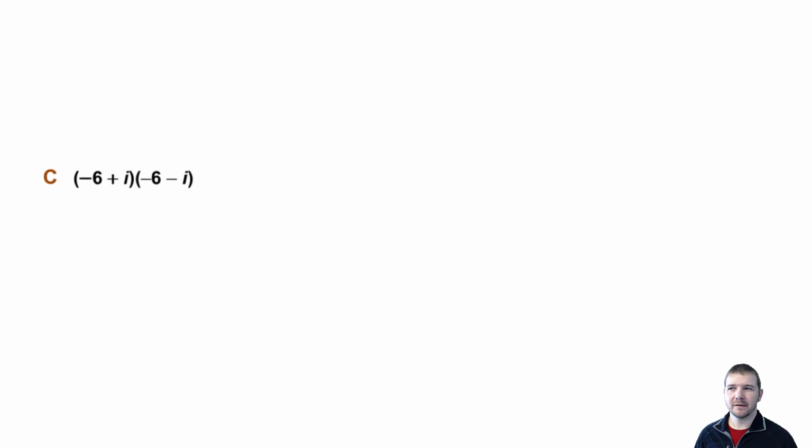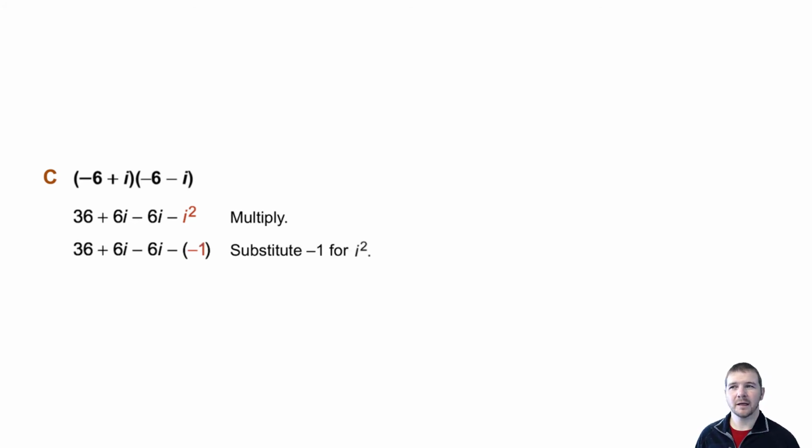Part C. Negative 6 plus i times negative 6 minus i. Well, we'll multiply. That leads us to 36 plus 6i minus i squared. Then we'll substitute negative 1 for i squared. That brings us to 37.